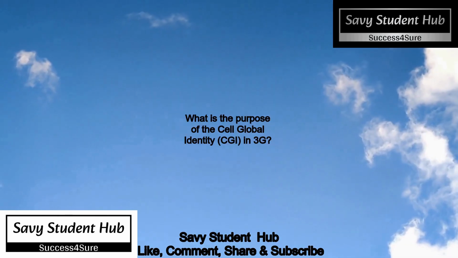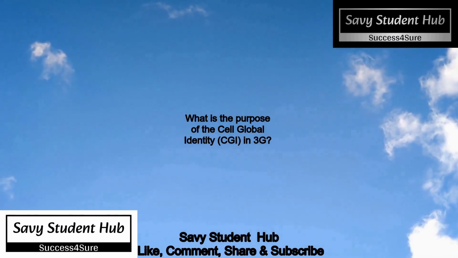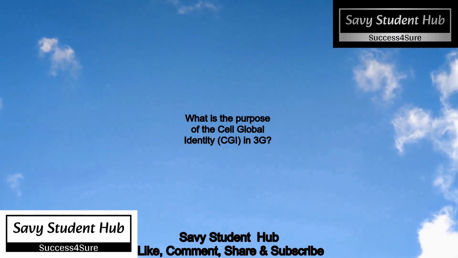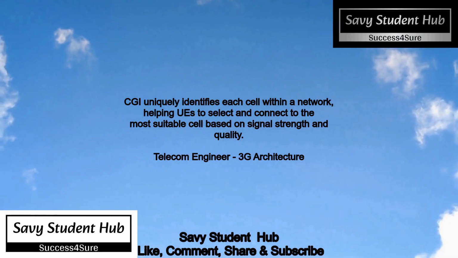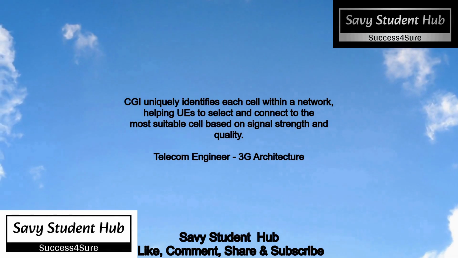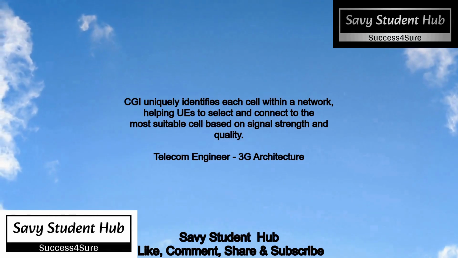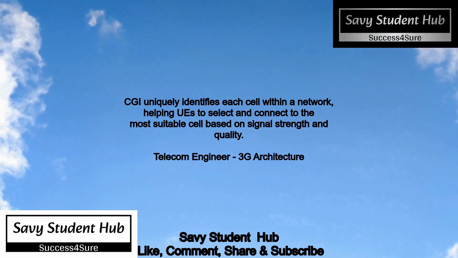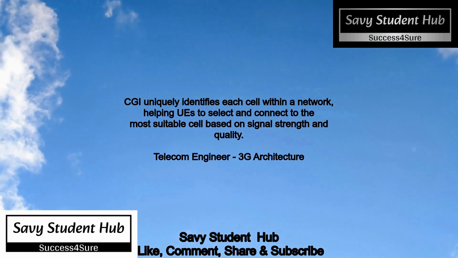What is the purpose of the Cell Global Identity, CGI, in 3G? CGI uniquely identifies each cell within a network, helping UEs to select and connect to the most suitable cell based on signal strength and quality.